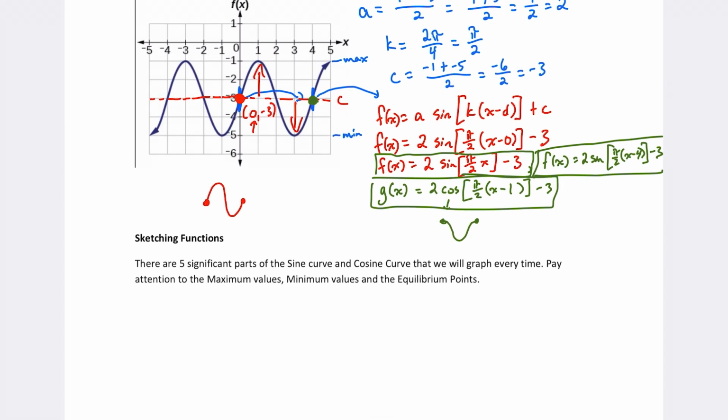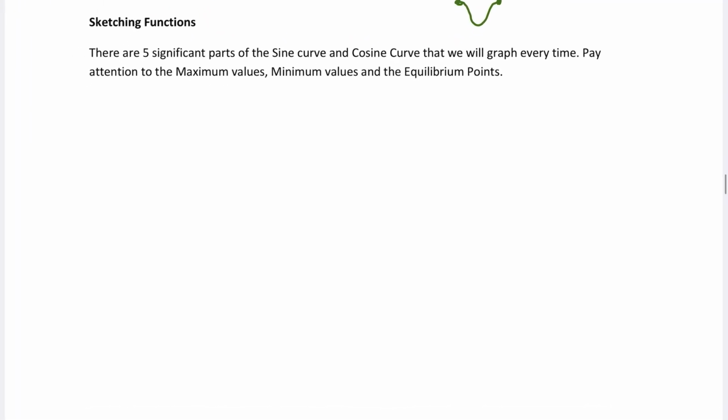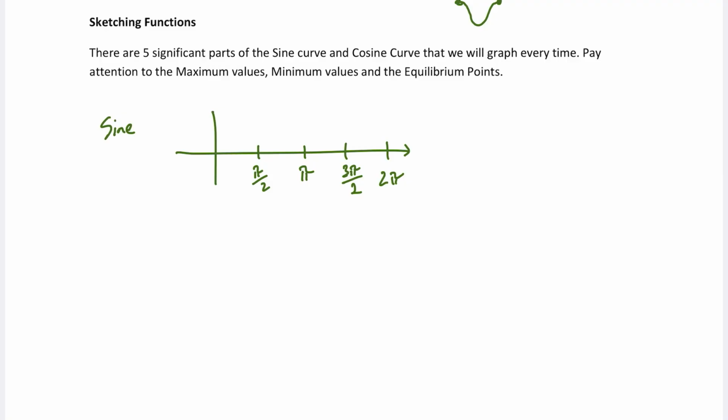All right, so how do we sketch the function now? There are 5 different parts of the sine and cosine curve that we will graph every time. Pay attention to the maximum values, the minimum values, and the equilibrium point. So I want you to know the sine looks like this. We're going to divide it into 4 segments here: 2 pi, pi, we've got pi over 2 here, and 3 pi over 2 there. Okay, and this is our graph of sine.